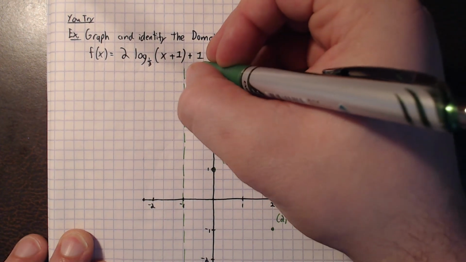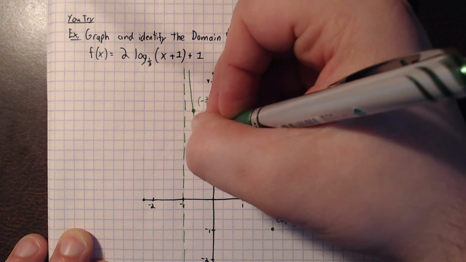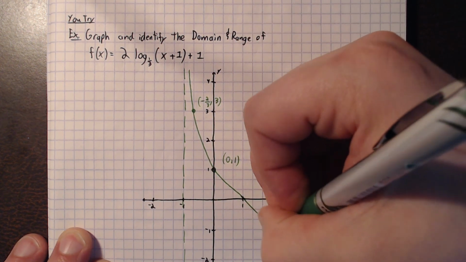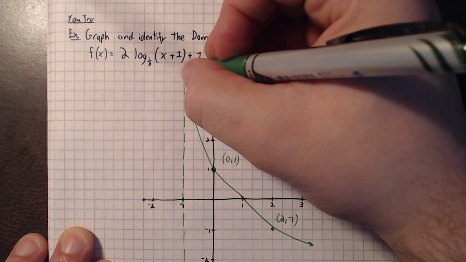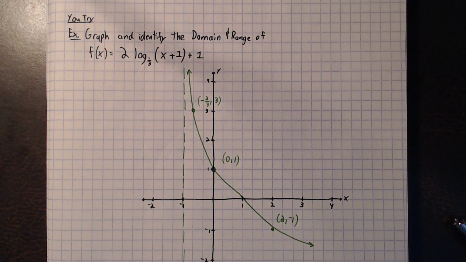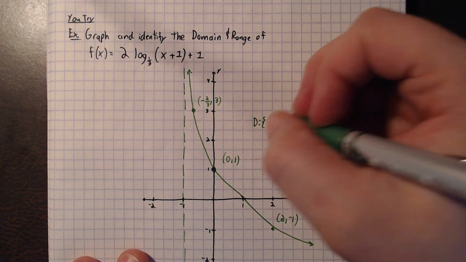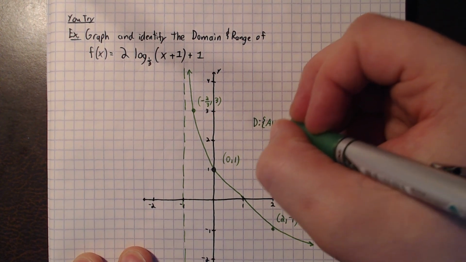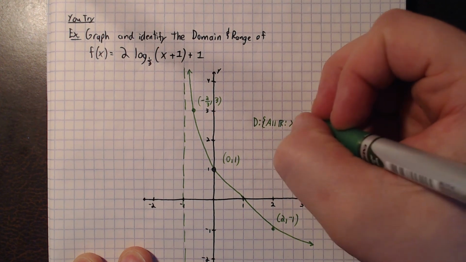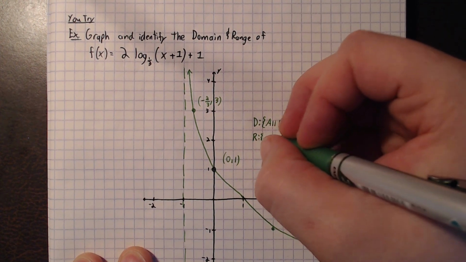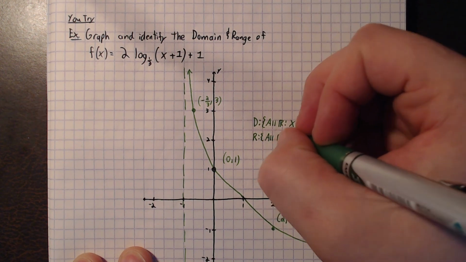And here's what our function does. It comes down like this, starts turning, and goes on out. Alright, our domain. We want all numbers that are bigger than negative 1. And our range, still unrestricted. All real numbers.